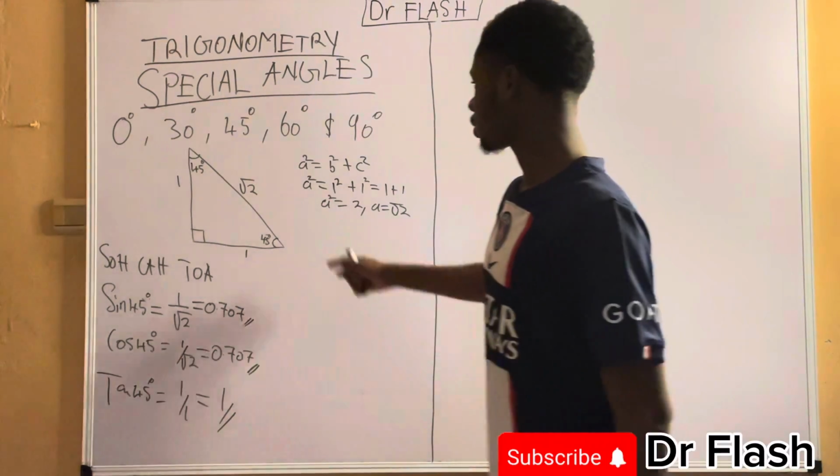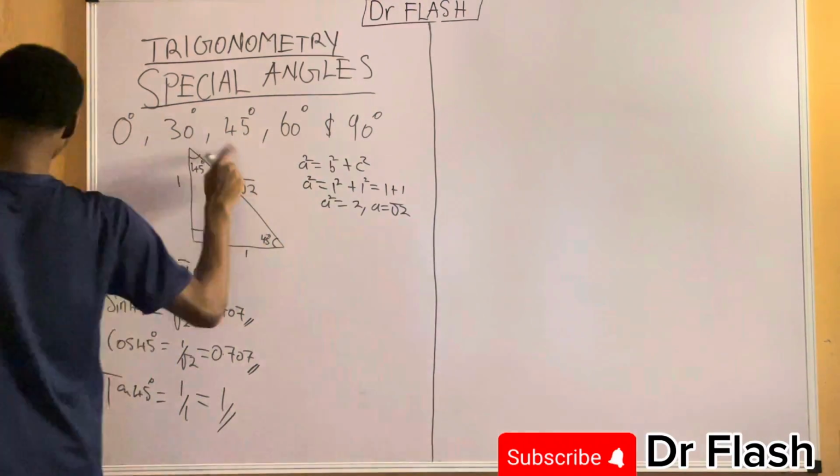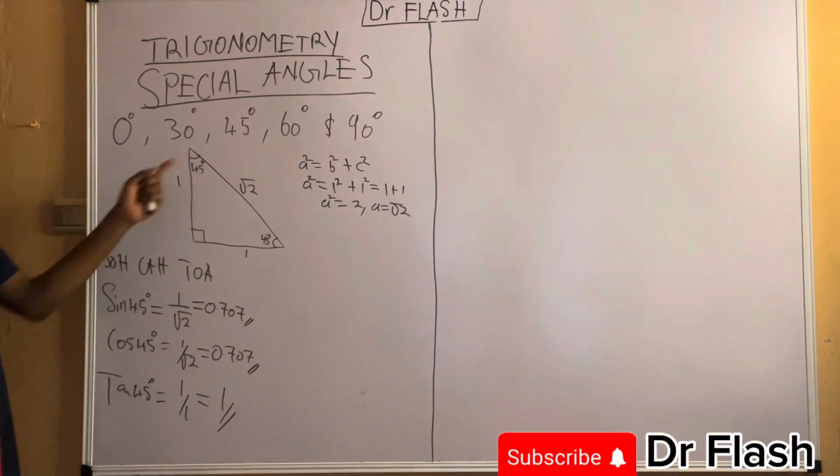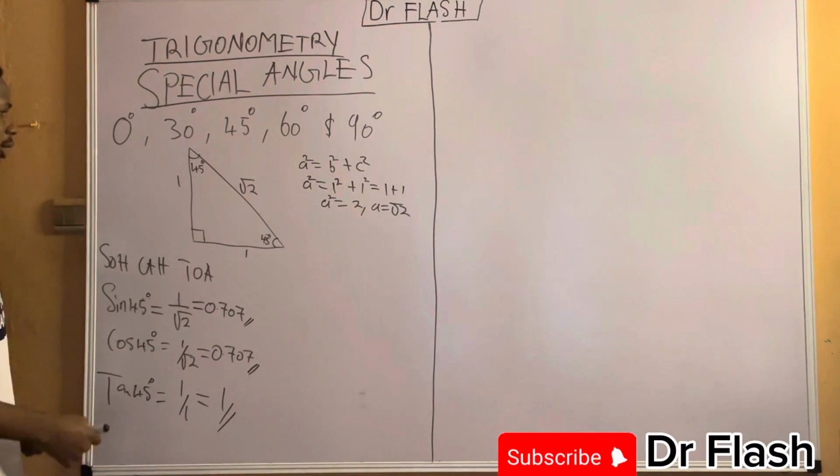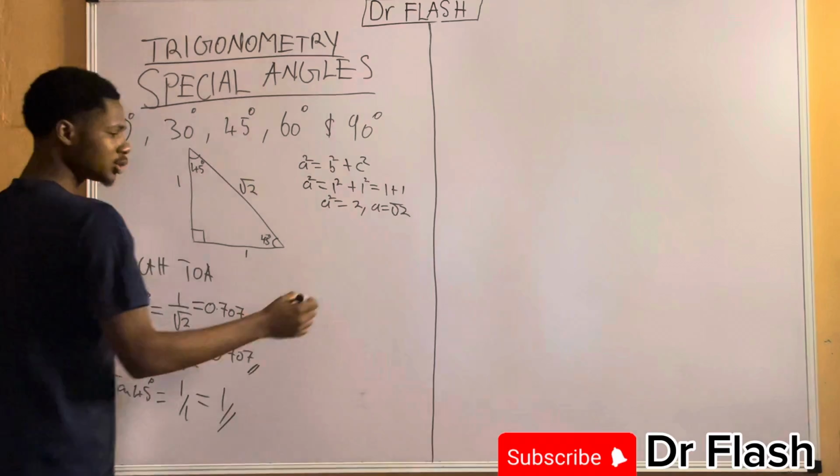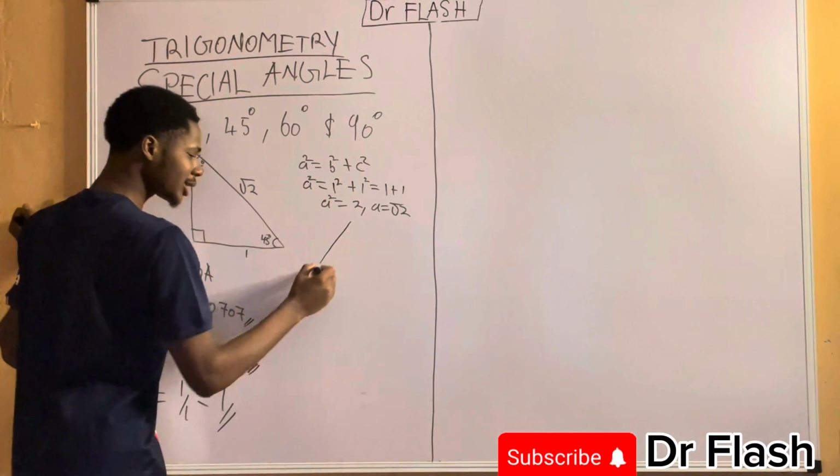Now we succeeded in what now? Finding the value for this angle, 45. How about 30 and 60? That's the next one we're going to talk about. Okay? The one for 30 and 60. Now to do that, we're going to draw an equilateral triangle.